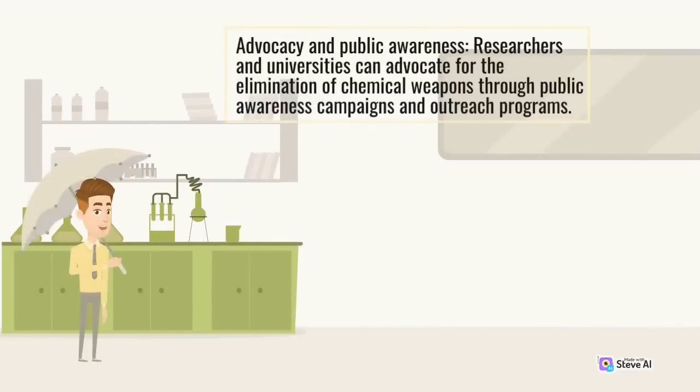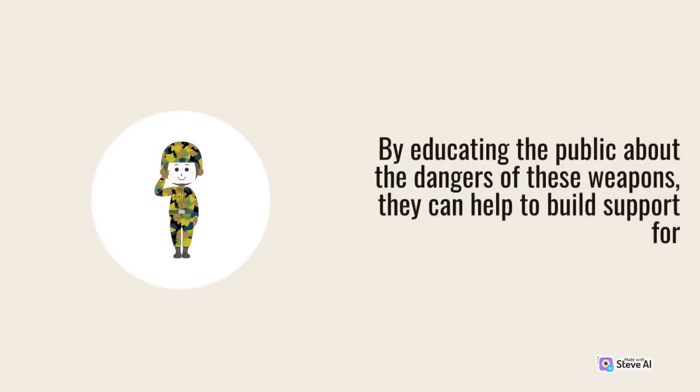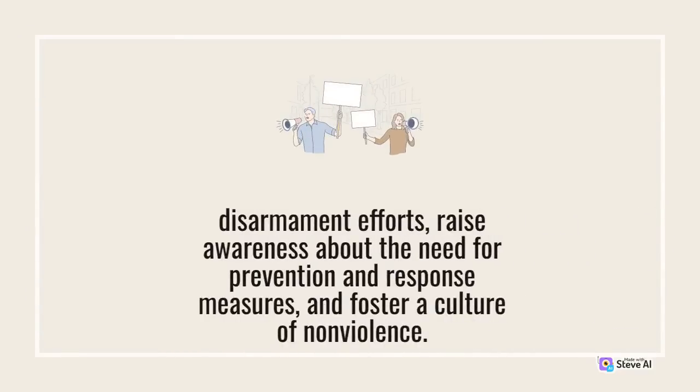Advocacy and public awareness. Researchers and universities can advocate for the elimination of chemical weapons through public awareness campaigns and outreach programs. By educating the public about the dangers of these weapons, they can help to build support for disarmament efforts, raise awareness about the need for prevention and response measures, and foster a culture of nonviolence.